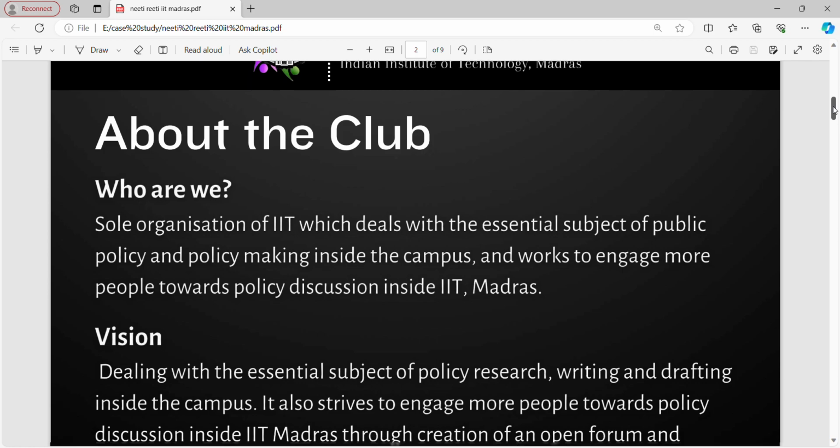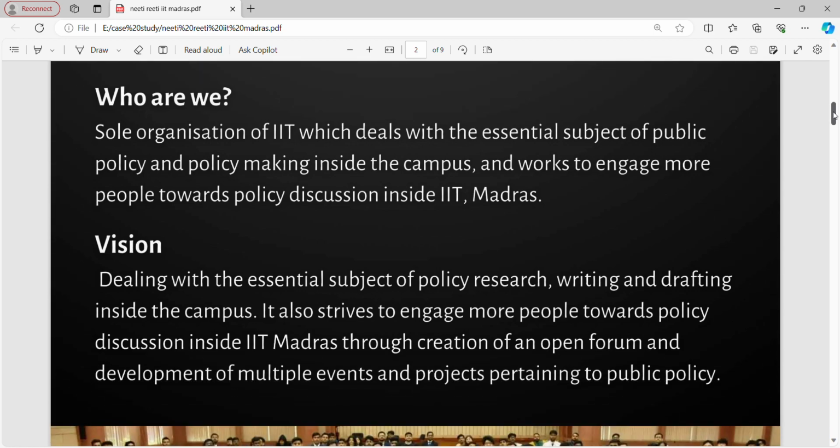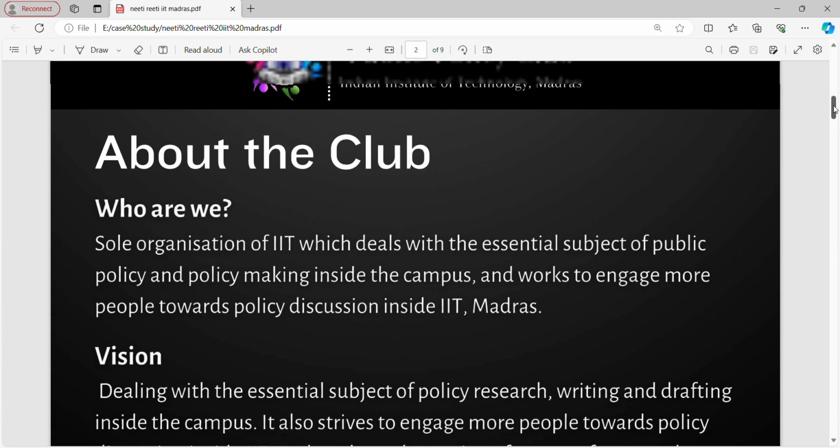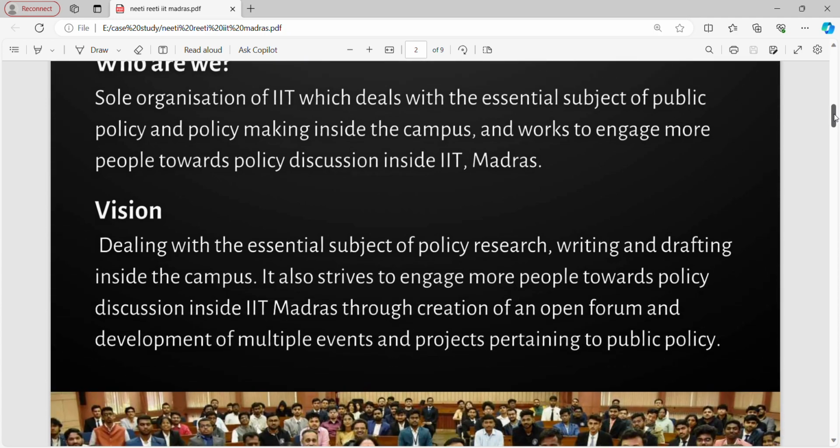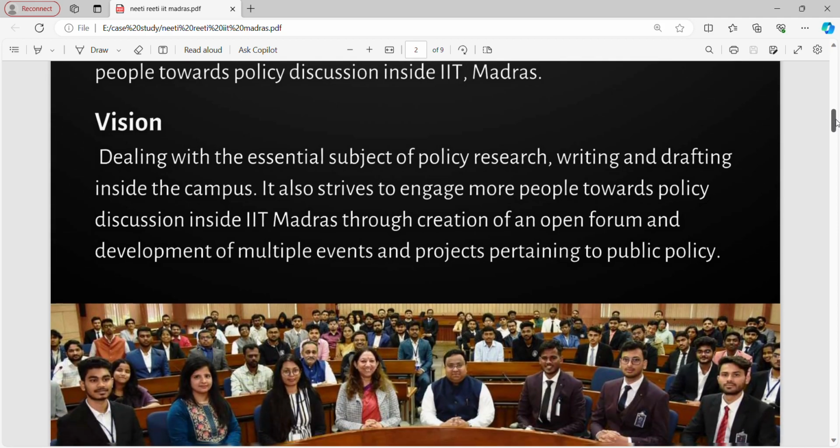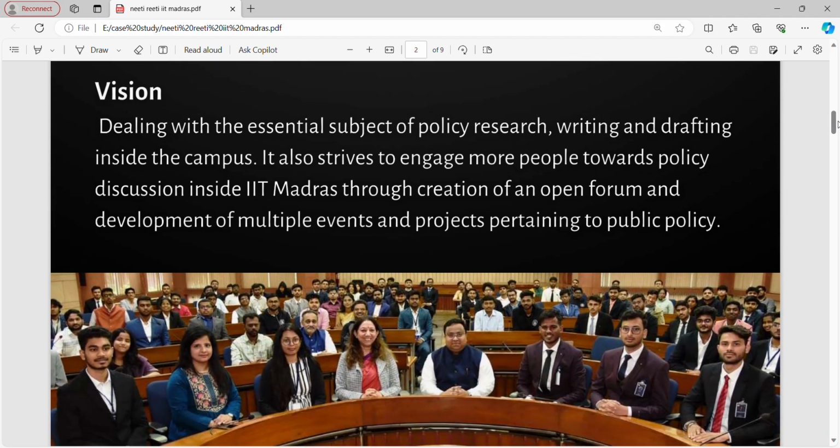So first, let's check about the club. The Public Policy Club is the sole organization of IIT which deals with the essential subject of public policy and policy making inside the campus and works to engage more people toward policy discussion inside IIT Madras. Dealing with the essential subject of policy research, writing and drafting inside the campus, it also strives to engage more people towards policy discussion inside IIT Madras through creation of an open forum and development of multiple events and projects pertaining to public policy.